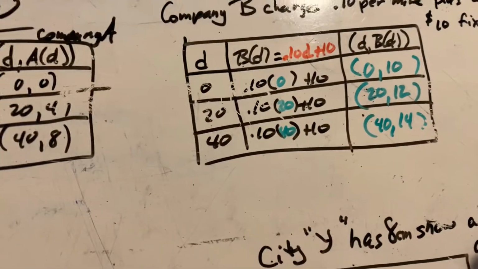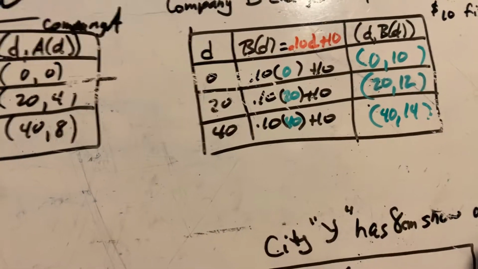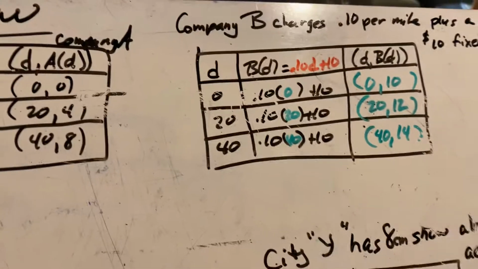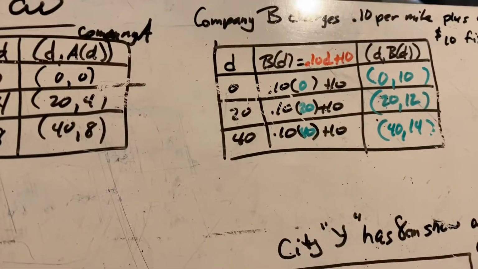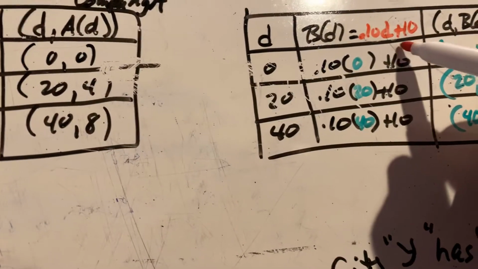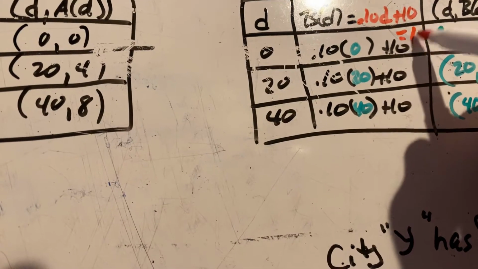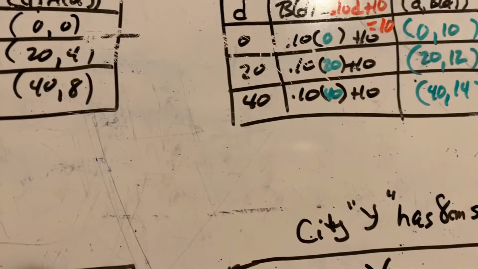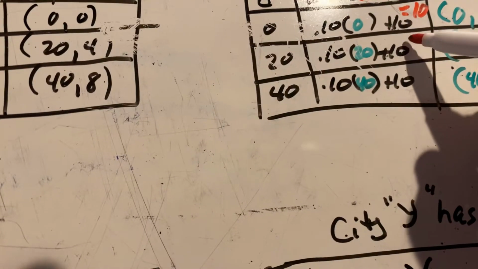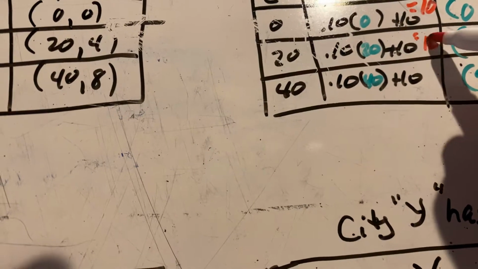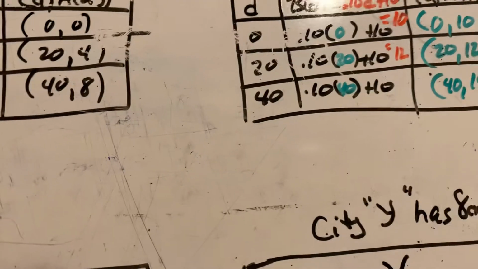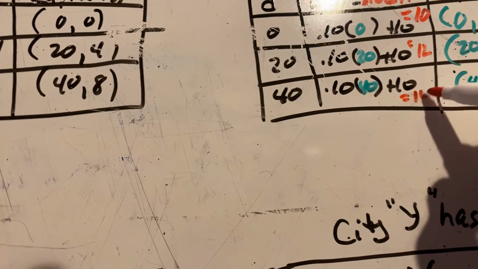Please make sure when you're doing this in your books that you draw out and write all of the work. Okay? And again, here you see what I'm doing, and I'm equally as likely to skip some work. So 0 times anything is 0. 0 plus 10 is 10. If I do 10 times 20, I get $2 plus 10. That equals $12. And then 10 times 40 is $4 plus that 10. 4 plus 10 is 14.